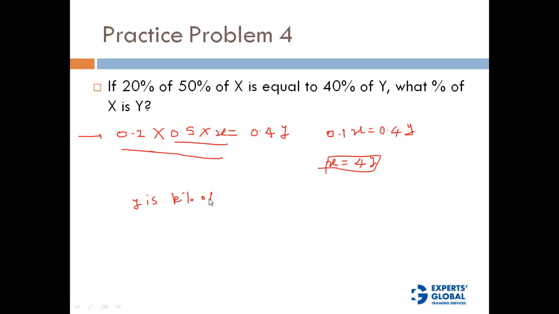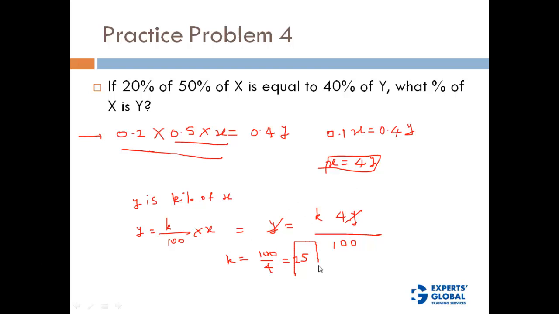So that means, let's say y is k percent of x, right? And let's substitute x is equal to 4y here. So we get y is equal to k into 4y divided by 100, correct? So this y and this y get cancelled. So what we get is k is equal to 100 by 4, which is equal to 25. So we are saying that y is equal to 25% of x.